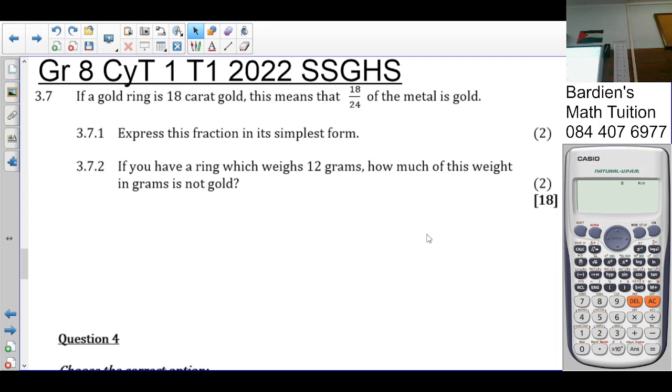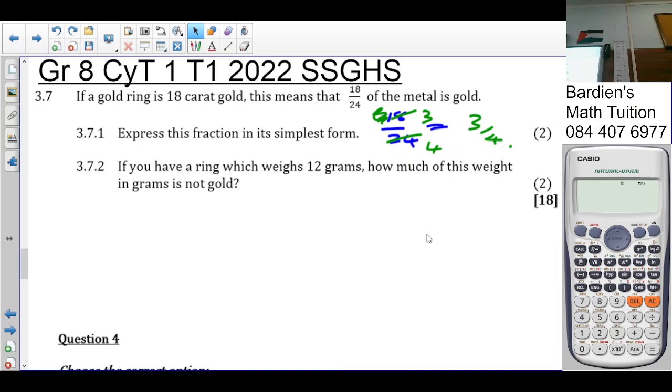I ask you to express this fraction in its simplest form. So 18 over 24. 6 goes into 18 three times, and 6 goes into 24 four times. So it's 3 over 4. That means 3 out of 4 parts of the ring is gold. So if the ring is 40 grams, then 30 grams of that ring is gold.